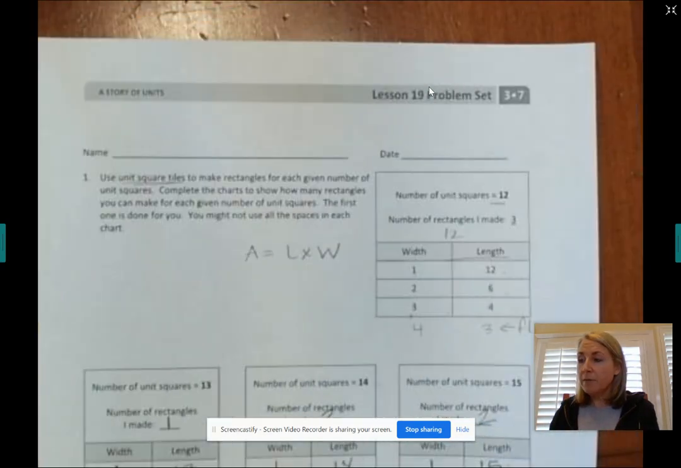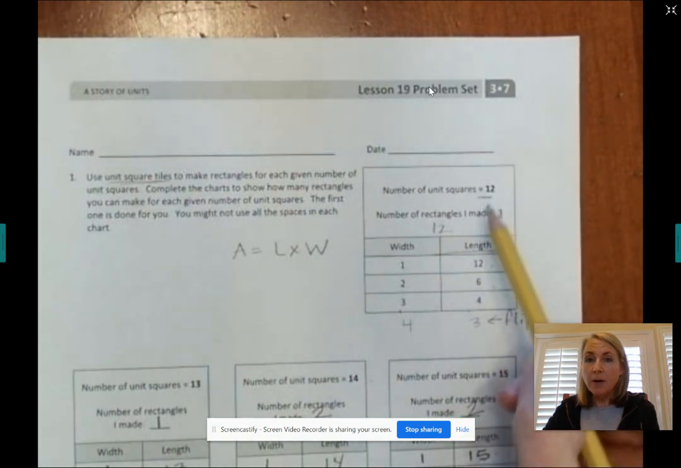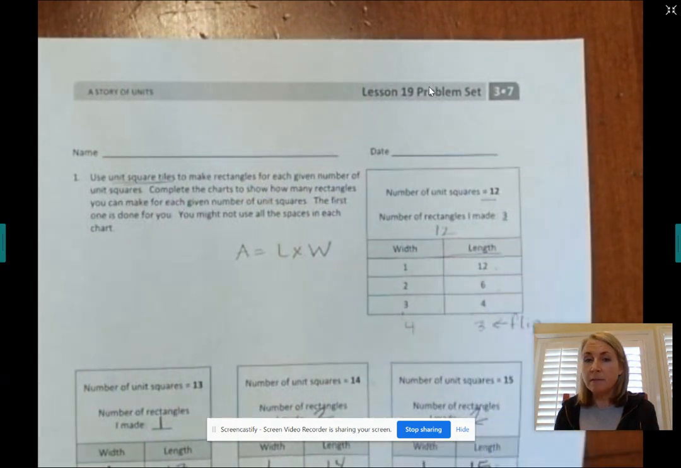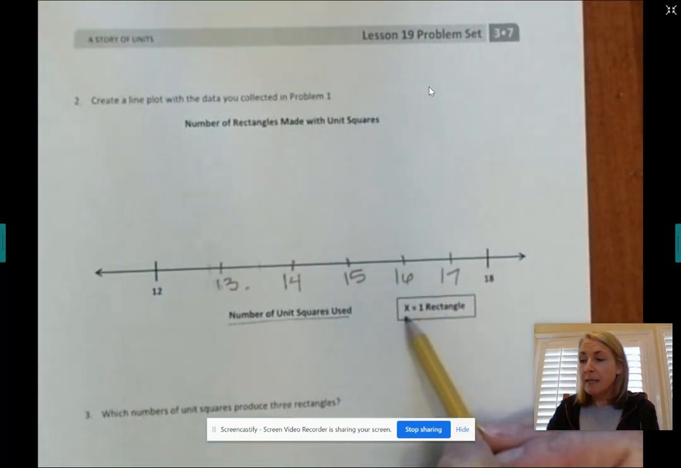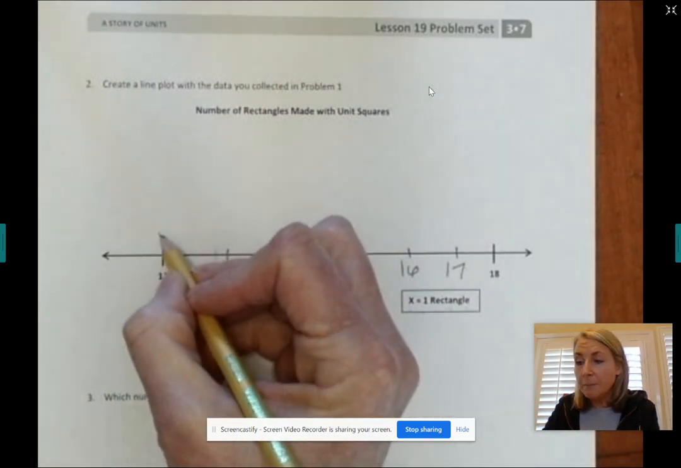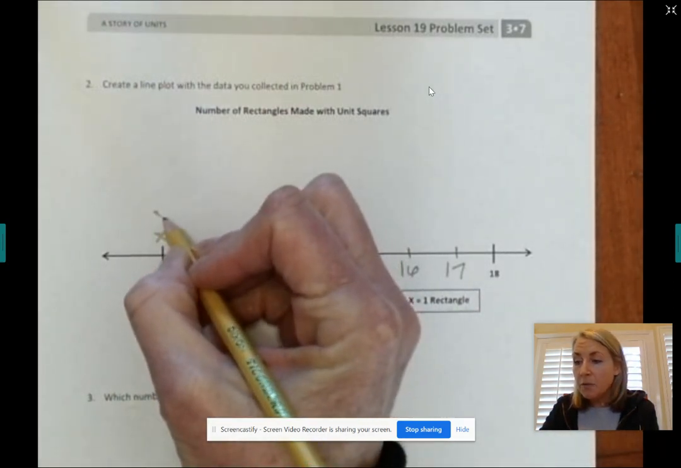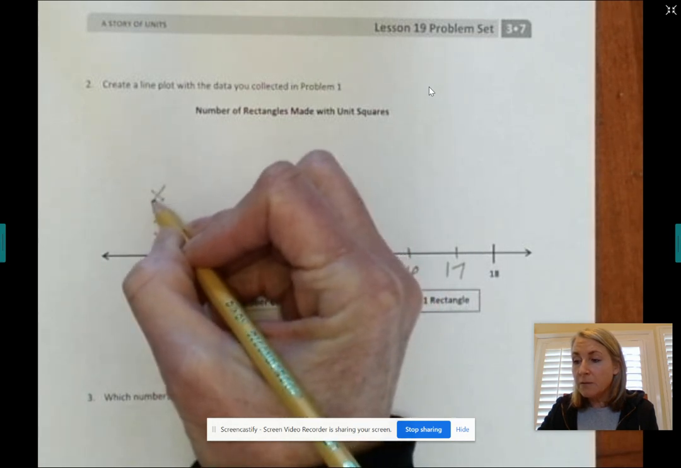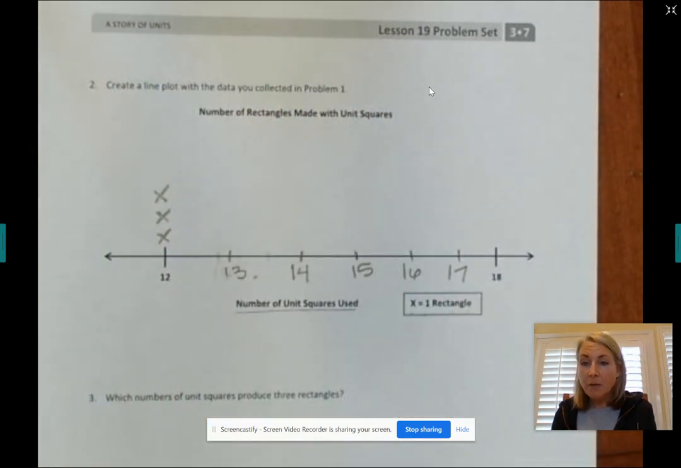So I got to go to 12. And I can see up here at 12, we made 3 rectangles. So remember, my key is telling me X equals 1 rectangle. Always pay attention to that because sometimes they'll mix it up on you. So I have 3 rectangles for 12. Now, when you're creating line plots, again, you want to use a consistent size X and consistent spacing so that you can visually see, kind of like a bar graph, which ones are taller or shorter, and you can use them to actually compare.